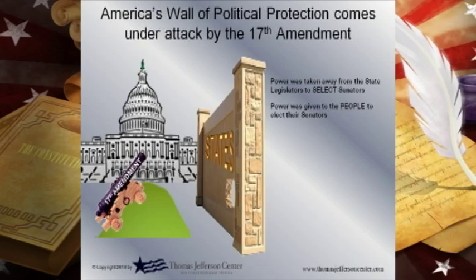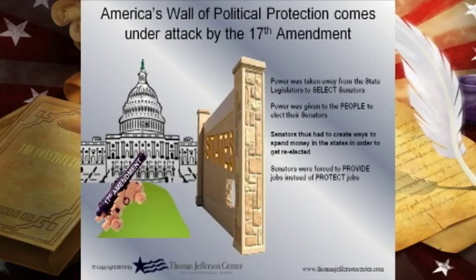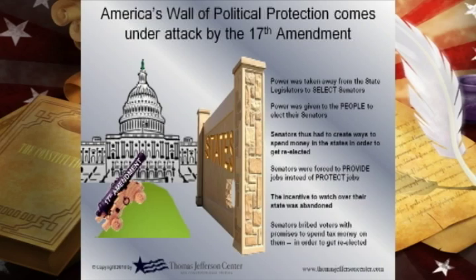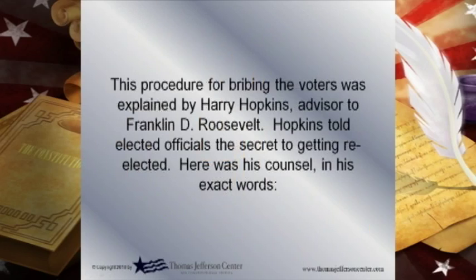Is that bad? Well, the senators thus had to create ways to spend money in the states in order to get reelected. The senators were forced to provide jobs instead of protecting jobs. The incentive to watch over their state was abandoned. Senators then bribed their voters with promises to spend tax money on them. They needed to do that in order to get reelected. This procedure for bribing the voters was explained by Harry Hopkins, advisor to Franklin D. Roosevelt. Hopkins told elected officials, including the president, the secret to getting reelected.